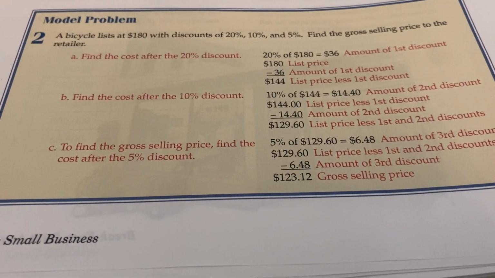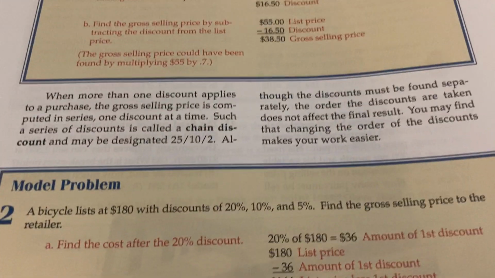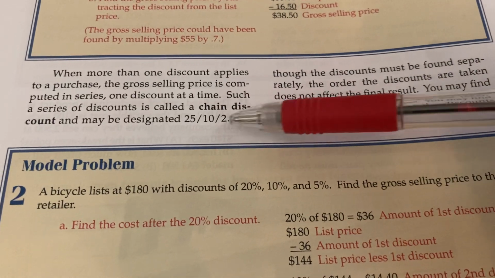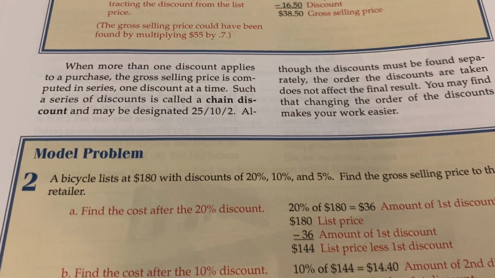So you'll have some of these with the chain discounts. And you'll say, well, let's say, do this chain discount. They're not hard to do. You just keep discounting it and discounting. And it says 25, 10, and 2. Those are percentages off.